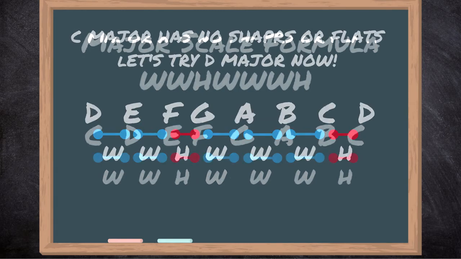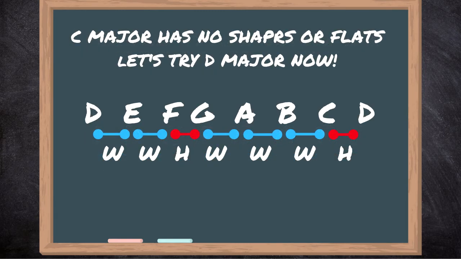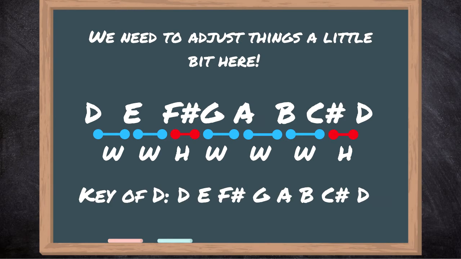So now let's take a look at our D major scale. This is a little bit different. Let's see what happens here. So we got D to E is a whole step. We're good. E to F, that's supposed to be a whole step. Uh-oh, that's a half step. So that means we need to adjust this. We need to make that F an F sharp.